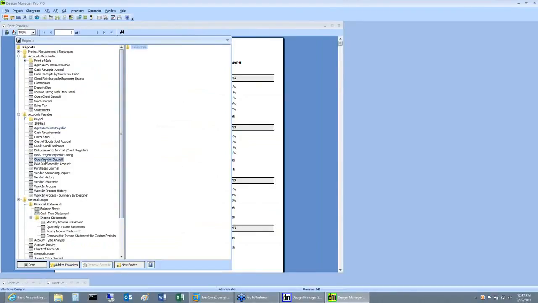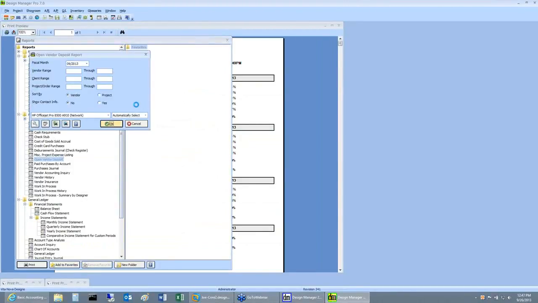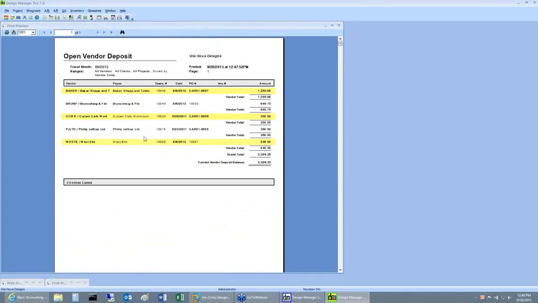The other couple of reports is open vendor deposits. This is going to show us everything that we've sent to vendors out on deposit. So it's a good report to make sure that you're actually recording your final bills from vendors.